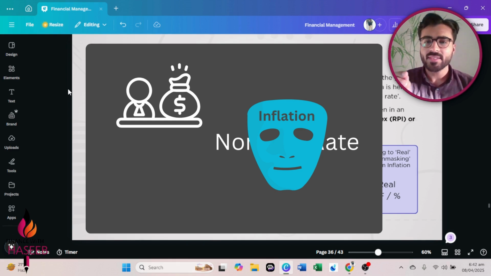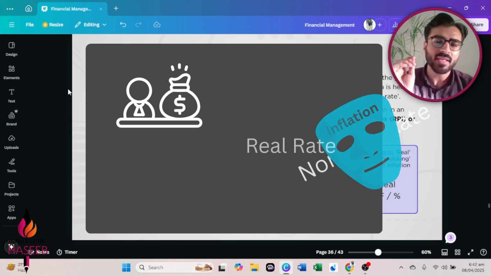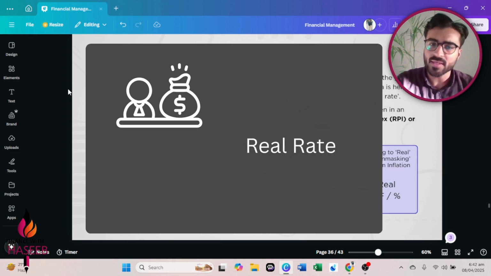If you want to find their real required return, meaning the rate that they would require if there was no inflation present in the economy, you would need to unmask their nominal rate, unmask their stated rate. You have to unmask the rate of 10% to find what is the real return that they require from you. So how are you going to find the real rate? You are going to use the Fisher's formula.